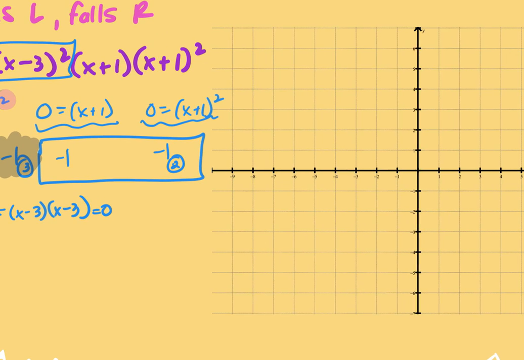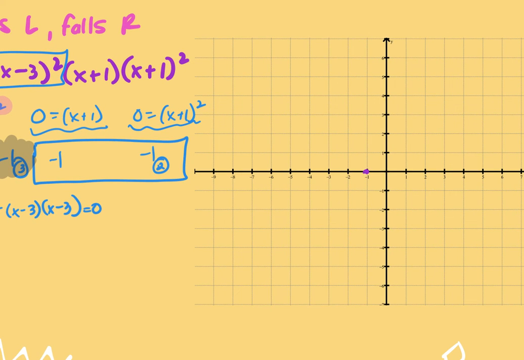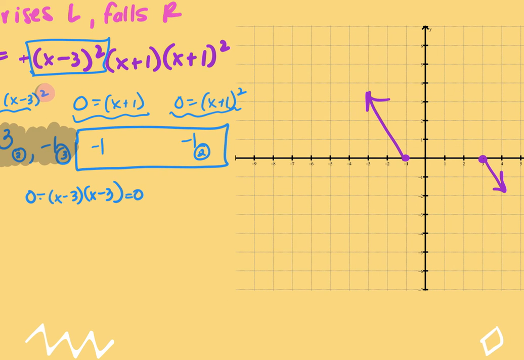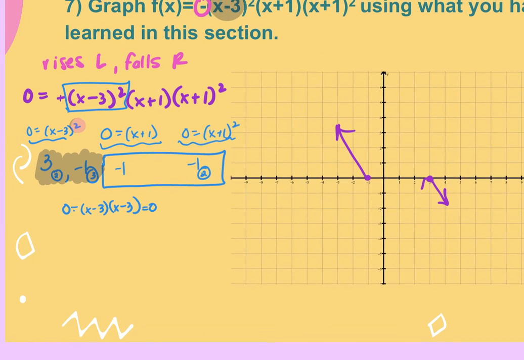All right, so my zeros, and there's only 2 of them that are going to go on this axis, are negative 1 and positive 3. It's rising left and falling right. It bounces at the 3, so it's going to bounce off of the one on the right. And then it has to cross through the negative 1. I don't know how low to go yet. That's what my y-intercept's going to help with.